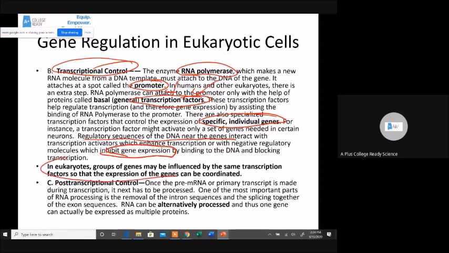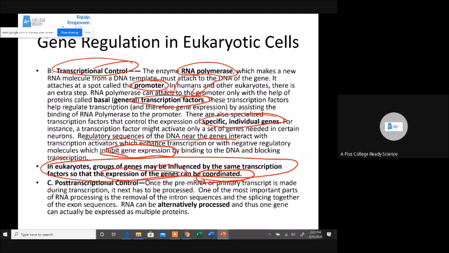Turns out in eukaryotes, there are certain groups of genes that are influenced by the same transcription factors. So if these transcription factors are present, in a lot of cases, all of those related genes will be expressed at the same time. It's a way to coordinate the gene expression of multiple different genes.